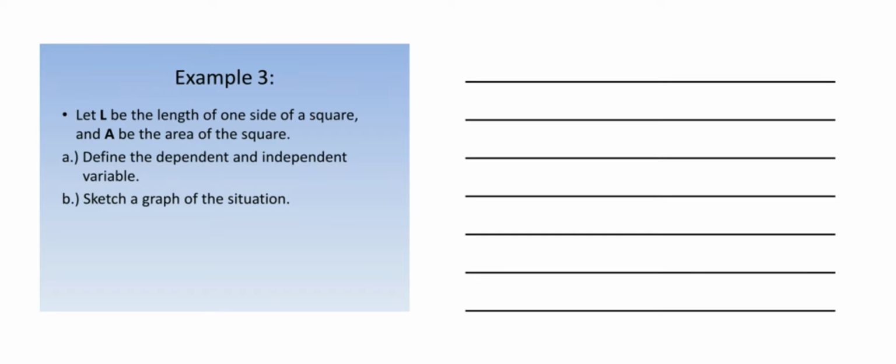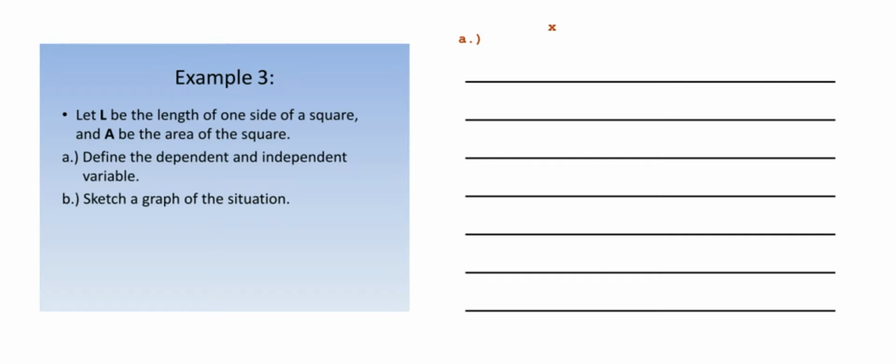Let's try another example. Let L be the length of one side of a square and A be the area of a square. A, define the dependent and independent variable, and B, sketch a graph of the situation. So what are we talking about here? Let L be the length of one side of a square and A be the area of a square. Okay. A, define the dependent and independent variable.